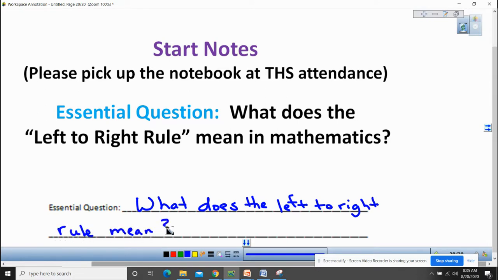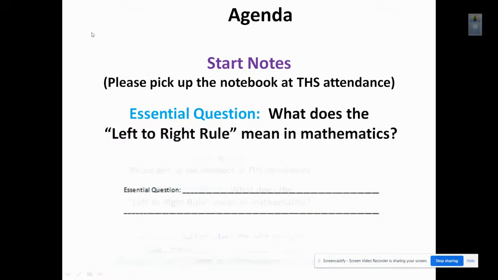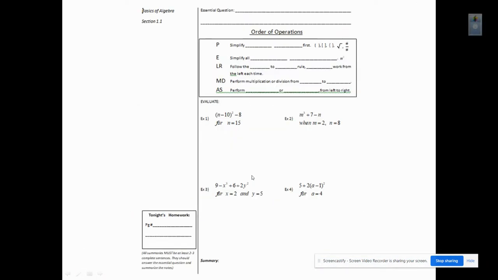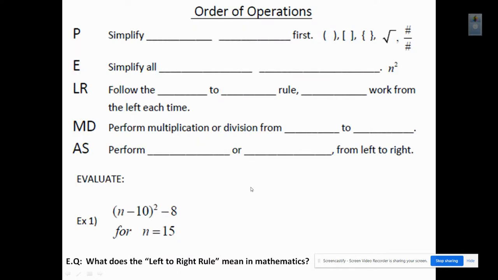And after we're done with the lecture, at the bottom there's a summary, and you're going to answer this question. So please don't write in the summary something like, today we learned. No, I want you to just answer this question: what does the left to right rule mean? Sometimes the summaries in math are just 1 or 2 sentences, sometimes 3 or 4. Okay? Moving on.